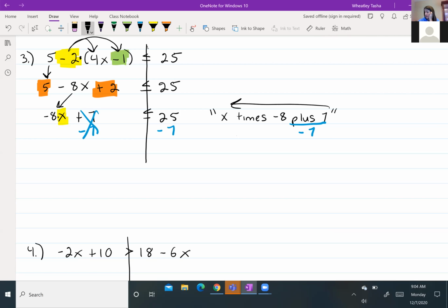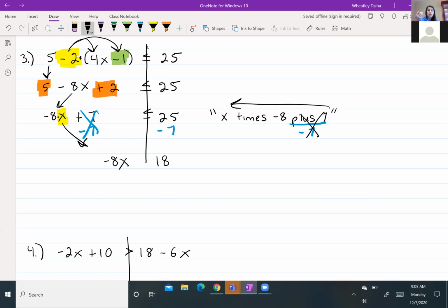So negative 7 or positive 7 minus 7 is 0. Negative 8x drops down. And then 25 minus 7 gives us 18. Now, the big thing here is there was an extra rule that I told you about.